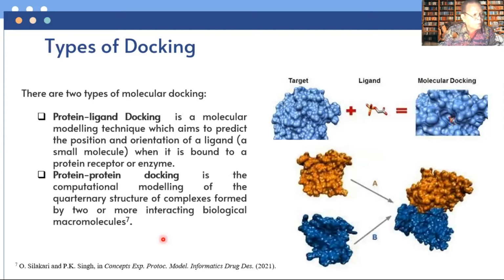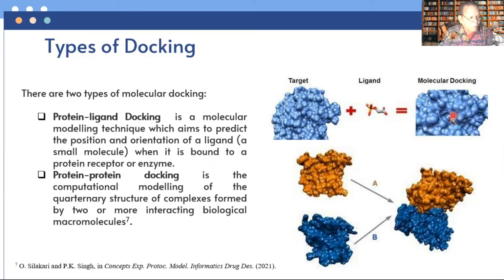Now let's move to types of docking. There are two types of molecular docking. The first one is protein-ligand docking. Protein-ligand docking is a molecular modeling technique which aims to predict the position and orientation of a ligand, a small molecule in this case, when it is bound to a protein receptor or enzyme. See this picture in this slide. This target and ligand, and this is a molecular docking.